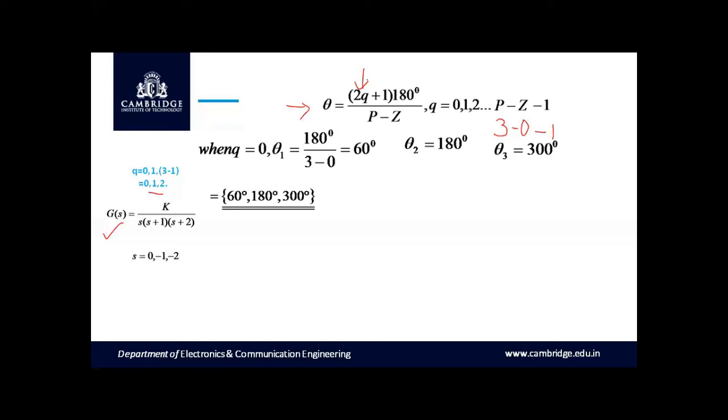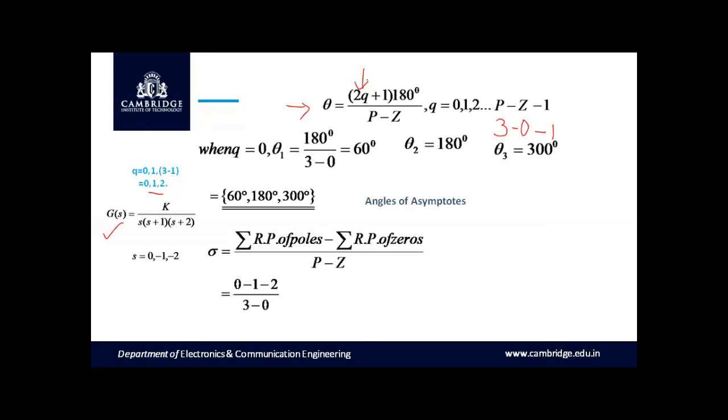The next step is to find the centroid, in which centroid is given by summation of real part of poles minus summation of real part of zeros divided by p minus z. As we don't have any zeros, we can exclude the second term, whereas we have 3 poles and all are real. Hence, sigma will be equal to (0 plus -1 plus -2) divided by 3 minus 0. Hence, centroid is equal to -1. Centroid is nothing but the center of the asymptotes.